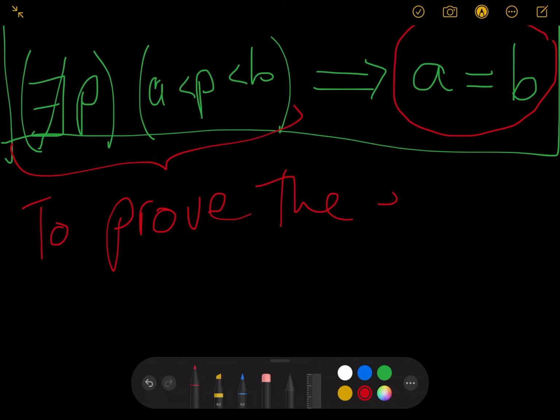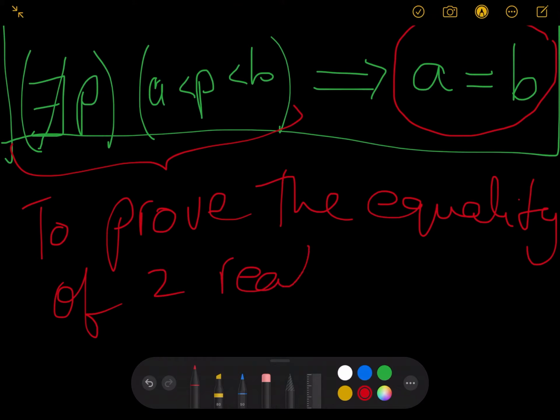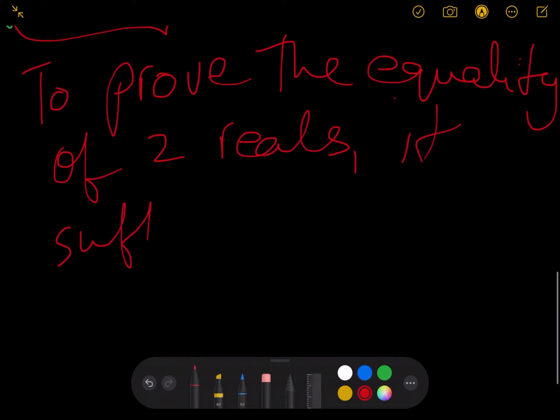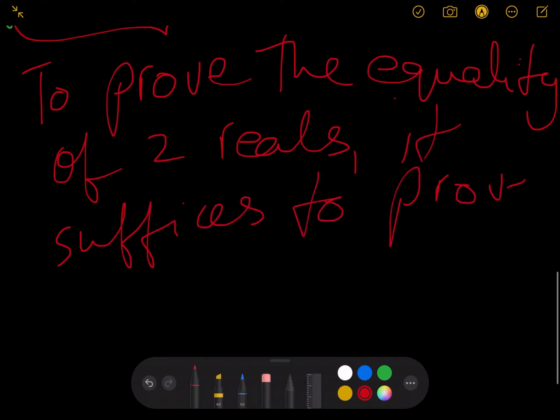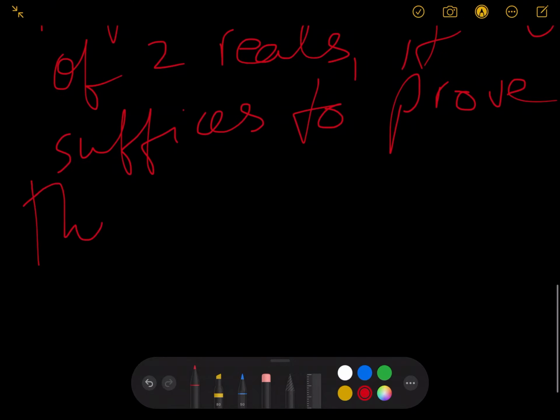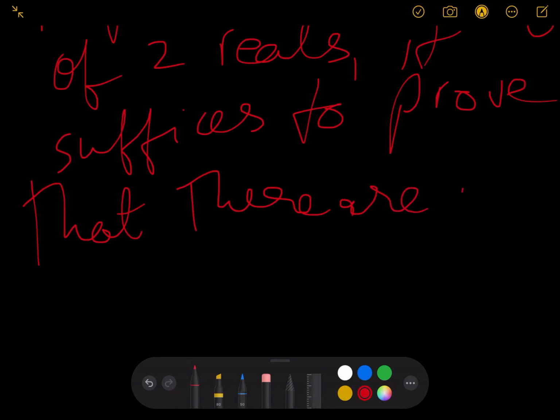So to prove the equality of two reals, it suffices to prove that there are no reals between them.